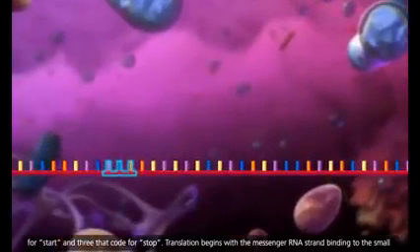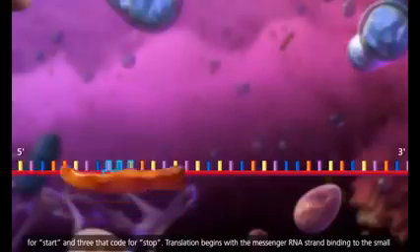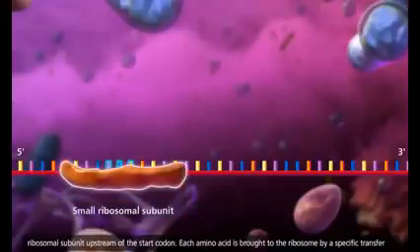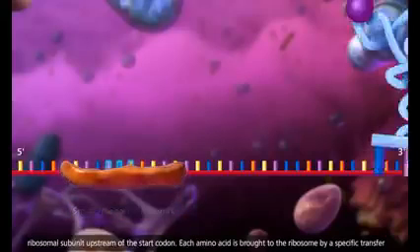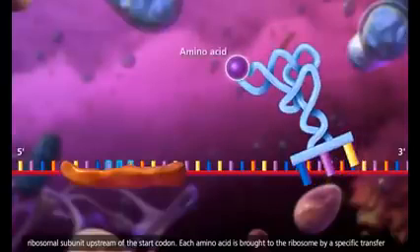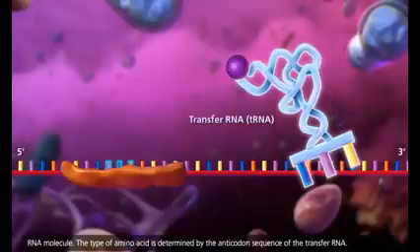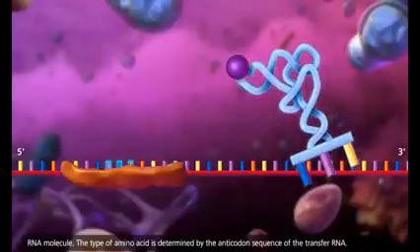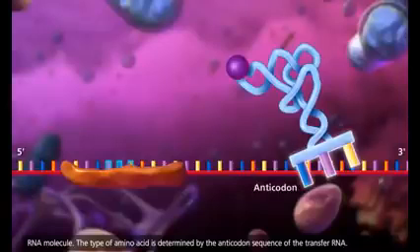Translation begins with the messenger RNA strand binding to the small ribosomal subunit upstream of the start codon. Each amino acid is brought to the ribosome by a specific transfer RNA molecule. The type of amino acid is determined by the anticodon sequence of the transfer RNA.